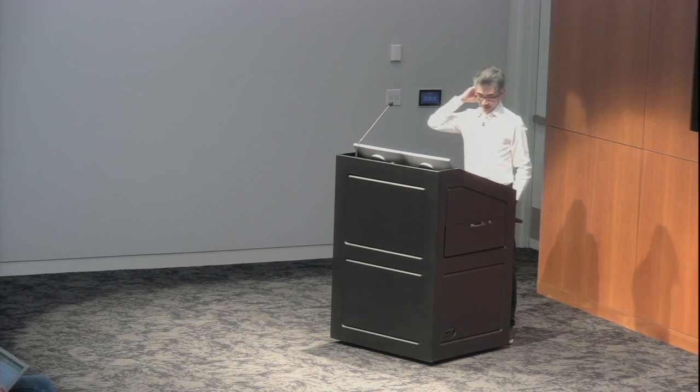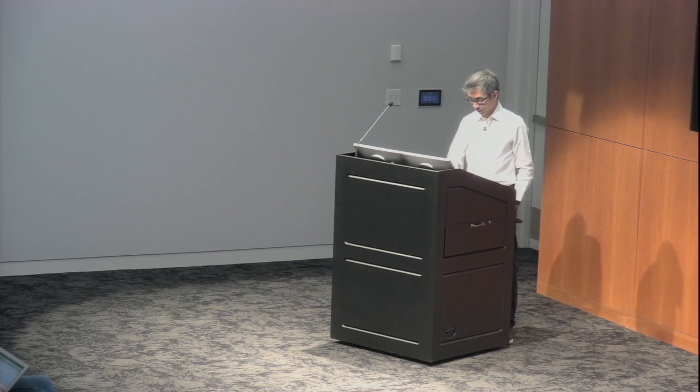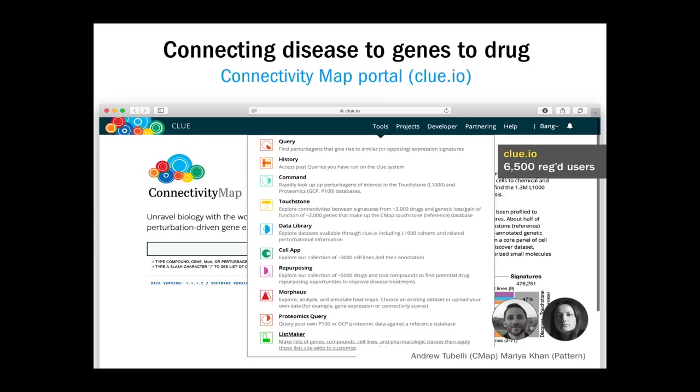Well, on sunny days like this, we would just skip work, but... So we work on a number of things. One of the things we work on are large data-intensive portals. This one is the Connectivity Map portal, which relies on gene expression as a readout for cellular states. You connect genes to drugs.